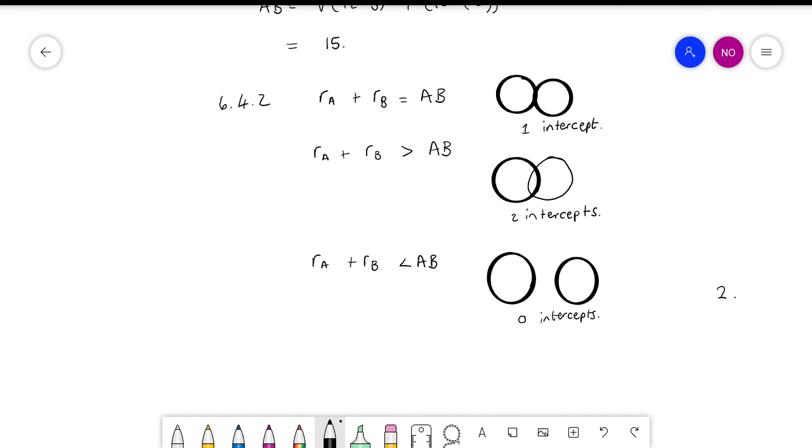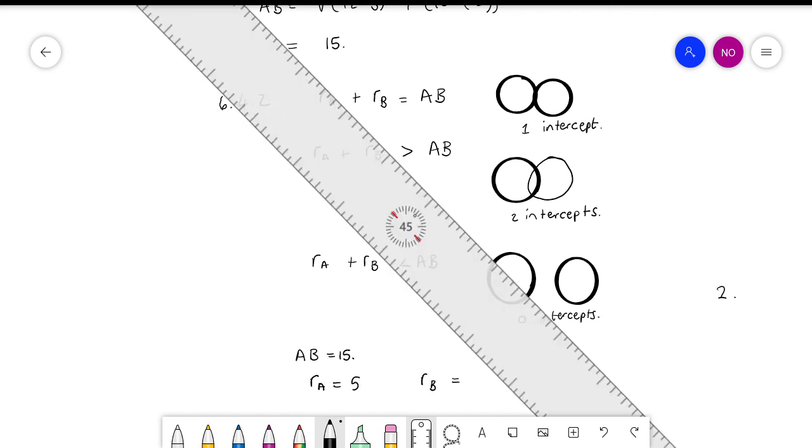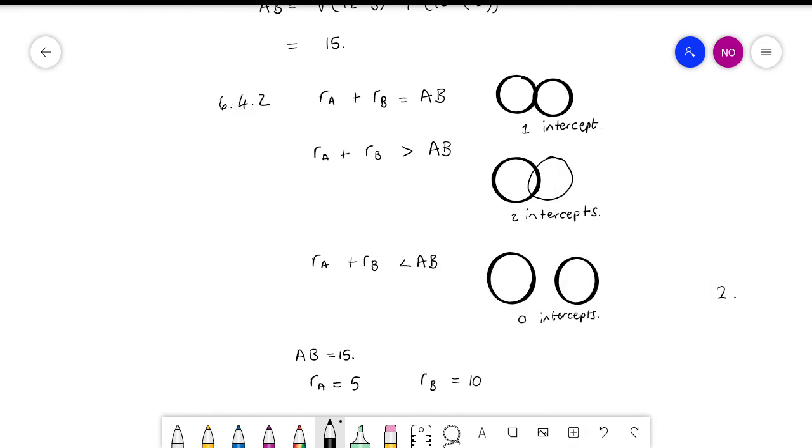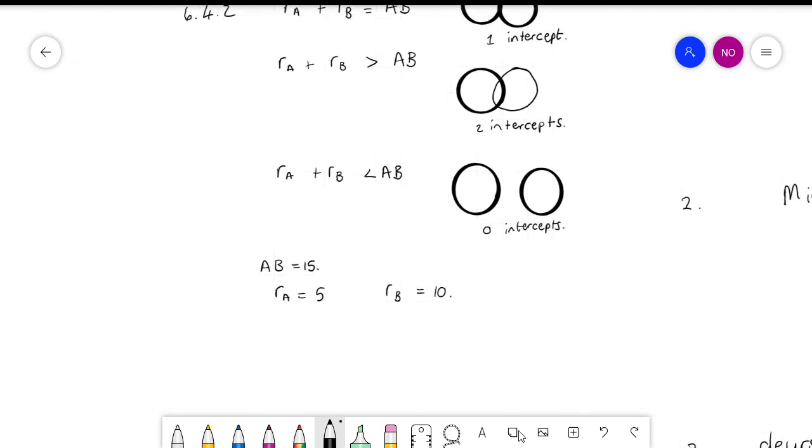Okay. Maak dit vir julle sin? Sure? So we have the distance of AB. It's equal to 15. We have the radius of A. It's 5. And we have the radius of B. Dis 10. Where do I get the 5 and the 10? It's the square root of 25 and the square root of 100. So do you guys see they're exactly equal to one another?